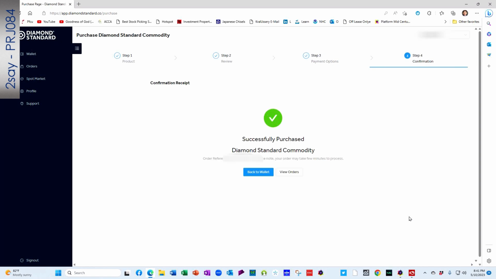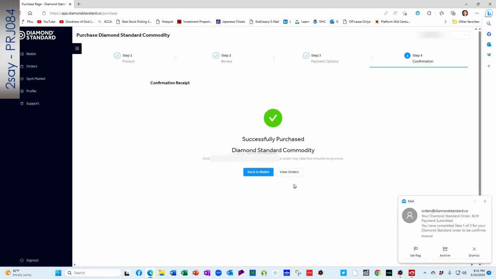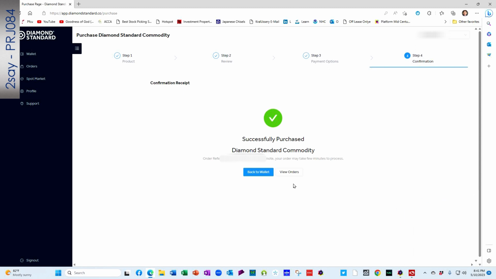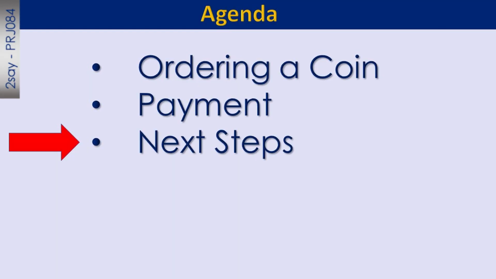And there it is. All right, so here I have ordered my coin, and like I said, if they have some in stock, then I will receive it once the payment is cleared. So that's processing your payment. Now, next steps. Well, the next steps are pretty simple. You wait for your coin or bar to be delivered to you. In this case, I took delivery.